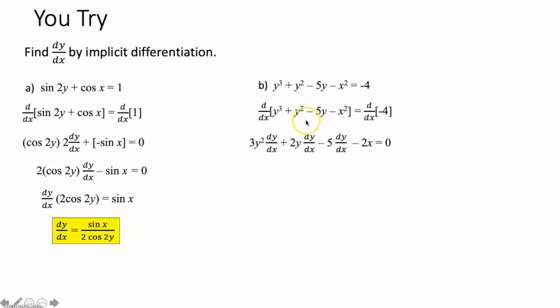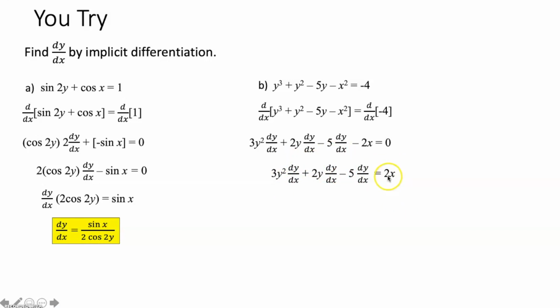Sweet, I've taken the derivative of both sides with respect to x. So I can move on to step 2, which is to get each term with the dy/dx by itself on one side of the equation, and then move everything else to the other side. So I need to move this minus 2x to the other side, because that's the only term that doesn't have a dy/dx. So I'm going to add 2x to both sides of the equation, and now each term with the dy/dx is on one side of the equation, everything else is on the other side.